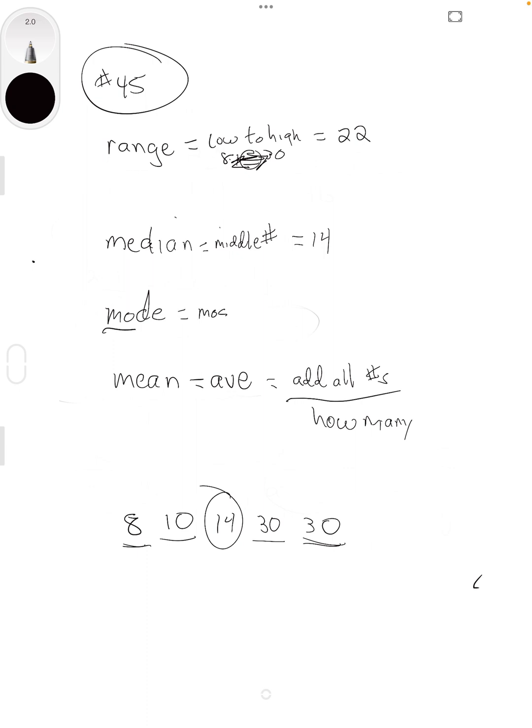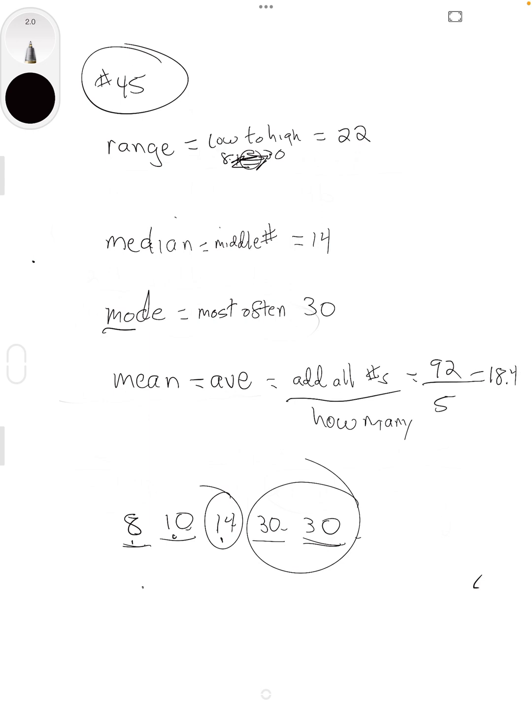The mode, everybody remembers this. MO stands for most often. In other words, which one has more than anything else? Well, there's one 8, there's one 10, there's one 14, but there's two 30s. So the mode is 30. And the average, well, that's add all the numbers. 8 plus 10 is 18, plus 14 is 32, 62, 92. So it's 92 divided by 1, 2, 3, 4, 5. That's going to be the average, and that's going to be 18.4.